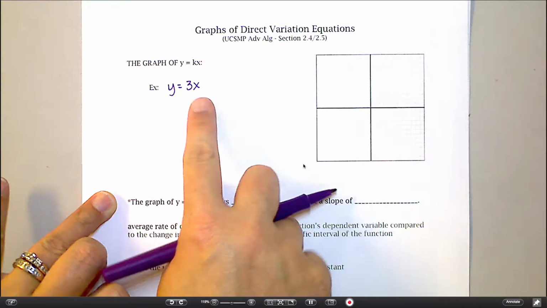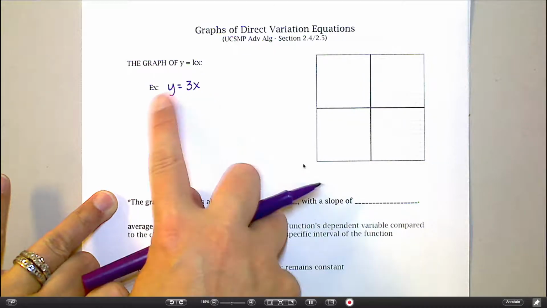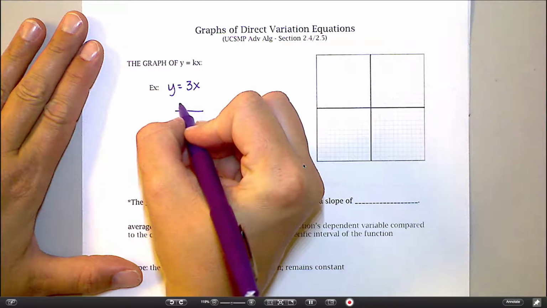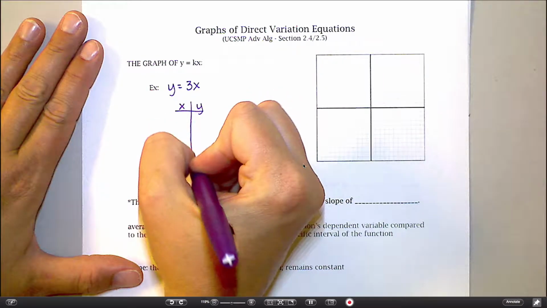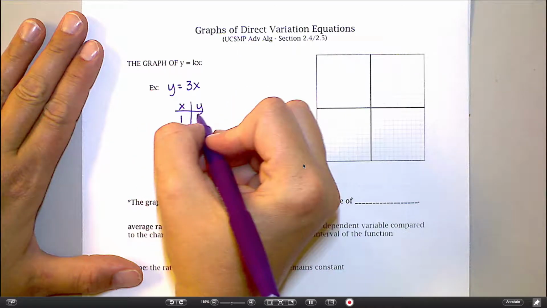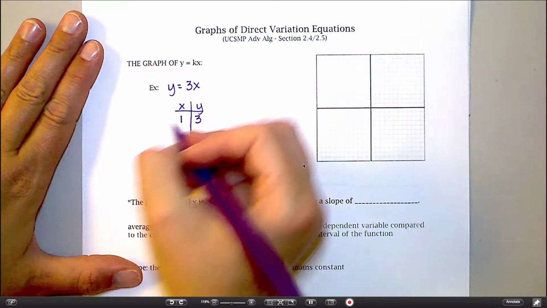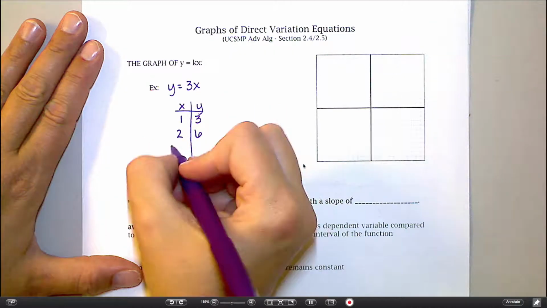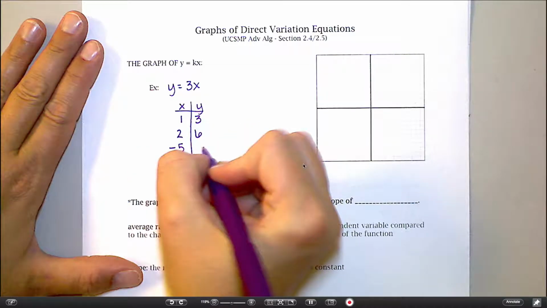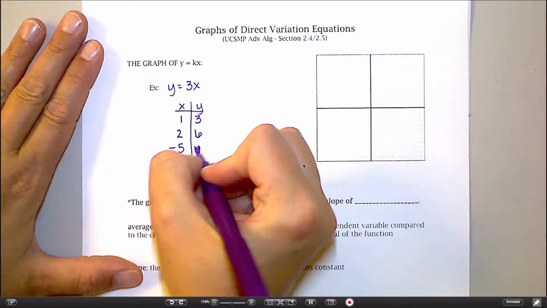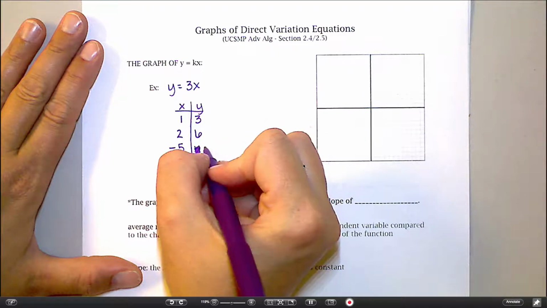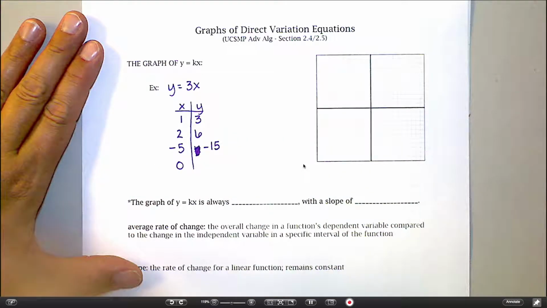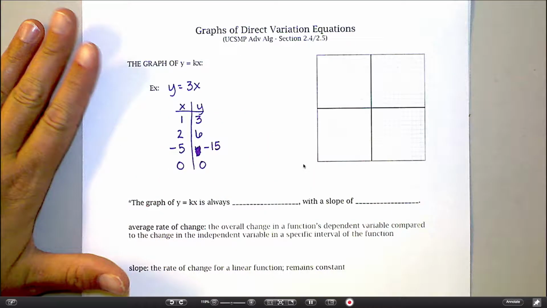So what I'm really saying is that for every x value I choose, my y value is going to be 3 times bigger. So if I were to choose, let's say 1, my y value would be 3. If I was to choose 2, my y value would be 6. If I was to choose -5, my y value would be -15. What if I were to choose 0? Well, 3 times 0 is just 0, so it would still just be 0.